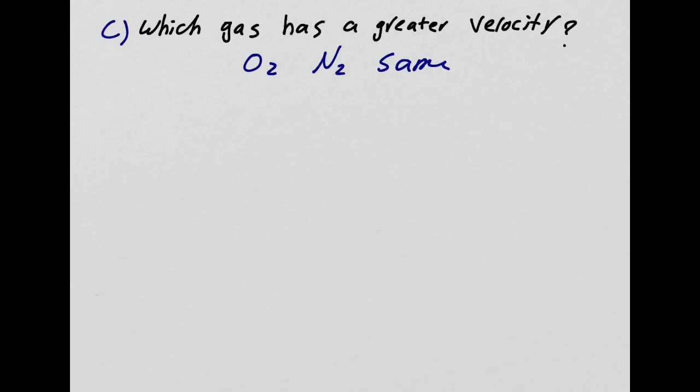All right, here's the next one. Which gas has a greater velocity? Now, when we're talking about velocity, you have to care about molecular weight, because the lighter the atom is, it moves faster. Now, O2 and N2, which one is lighter? N2 is a lighter atom because it has a lower molecular weight. So the lighter the atom is, the faster it's going to move around. So N2 will be the answer.